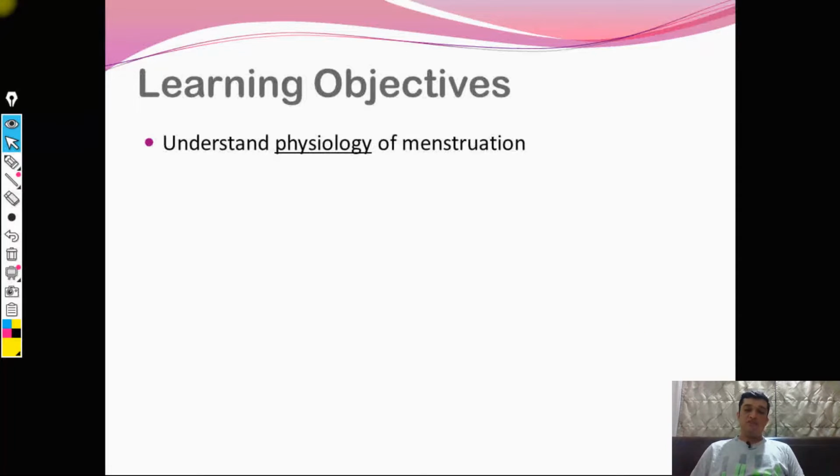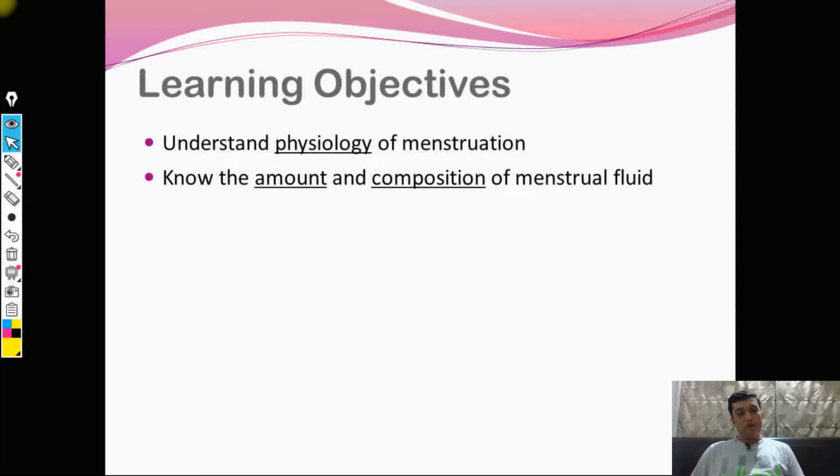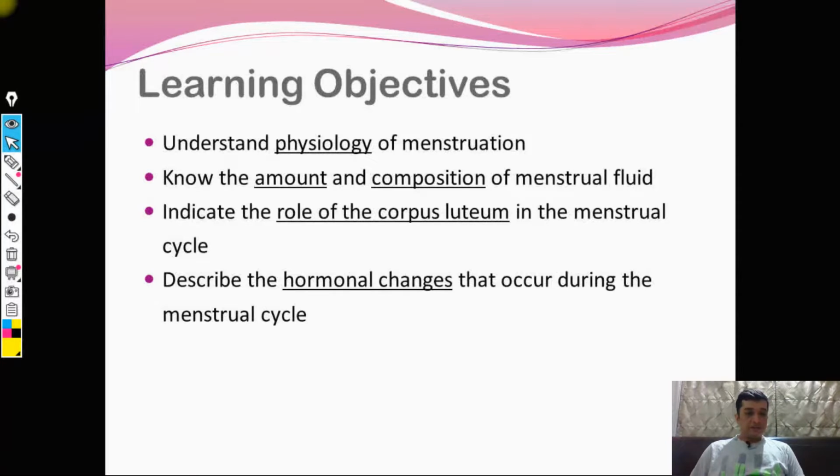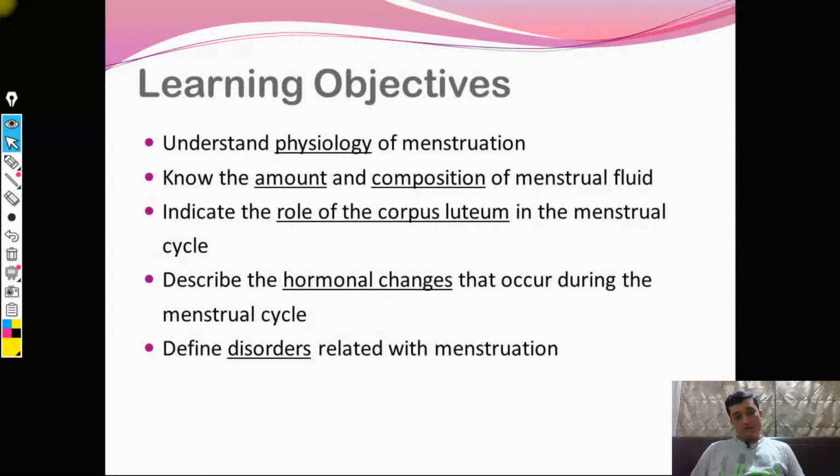understand the physiology of menstruation. You will be able to know the amount and composition of menstrual fluid. You will be able to indicate the role of the corpus luteum, which is a very important endocrine gland in the menstrual cycle. You will also be able to describe the hormonal changes that occur during the menstrual cycle, and that is a very important topic that we are going to deal with in detail. And finally you will be able to define disorders which are related to menstruation.